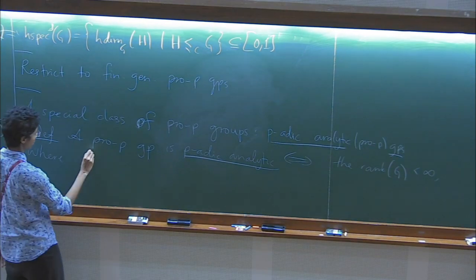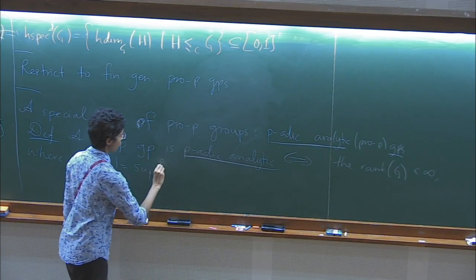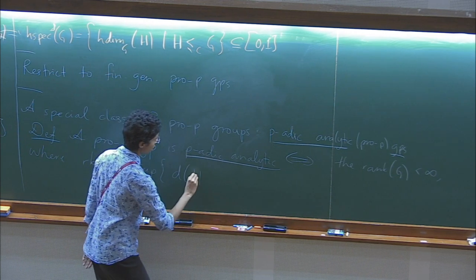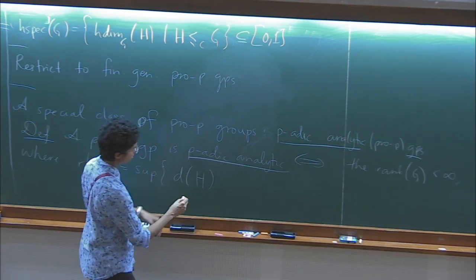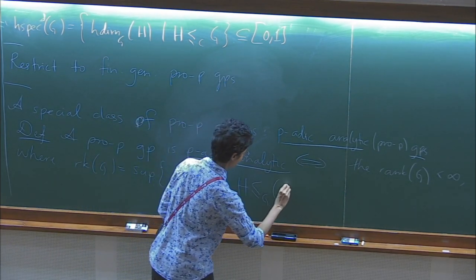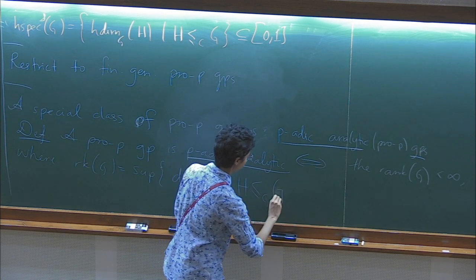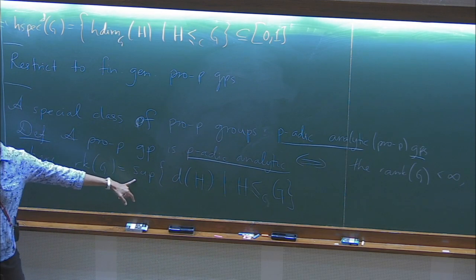The rank of G is the supremum of all the minimal numbers. So if you run through all closed subgroups in your profinite group G, this is the minimal number of generators. If you look at all the minimal numbers of generators and you take the supremum, this is finite.